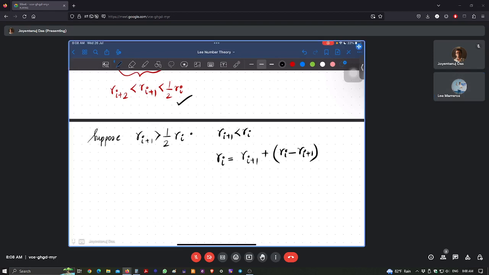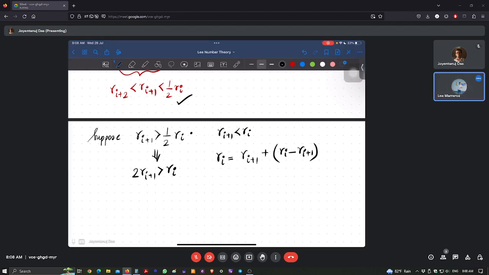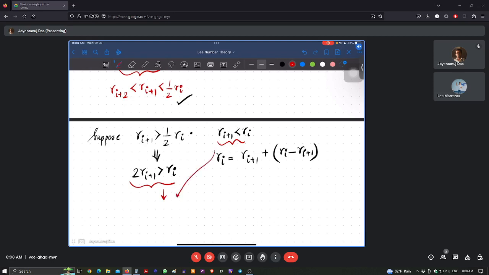Yes, I'll explain. From this expression, what I have is 2 times Ri plus 1 is greater than Ri, right? So if I combine this expression and this expression, then what I get is that Ri plus 1 is less than Ri, and Ri is less than 2 times Ri plus 1, right?